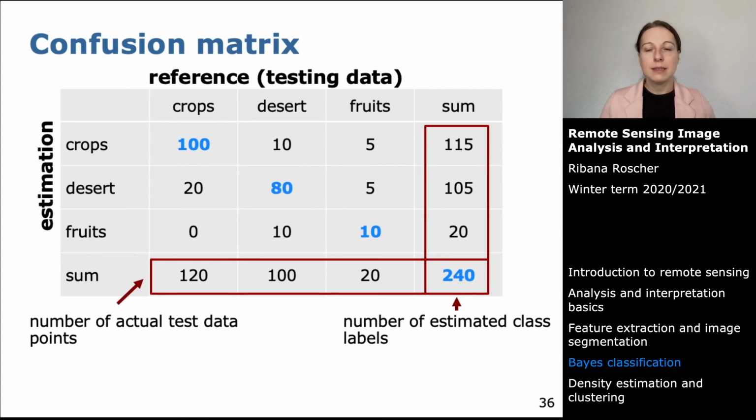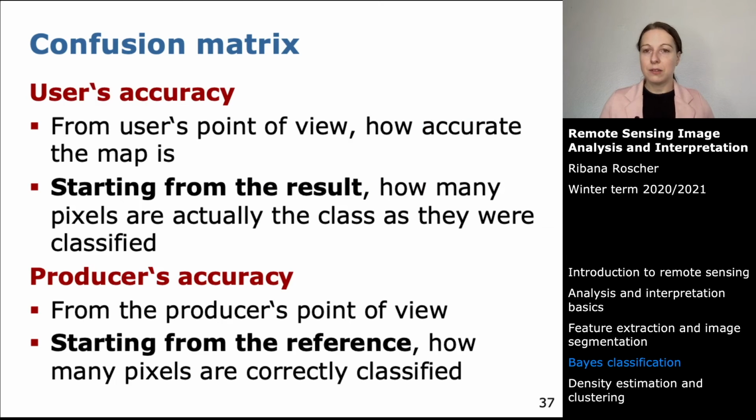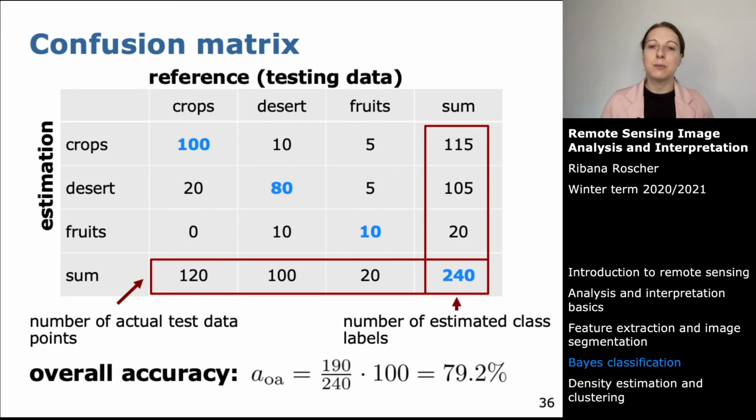And now, as I said, you want some more summarizing numbers. And we first have a look at the overall accuracy. The overall accuracy is when you take the diagonal of the confusion matrix, and you divide it by the actual number of reference testing samples you have. In this case, 190 are correctly classified, of 240 we have. So it's roughly 79% overall accuracy.